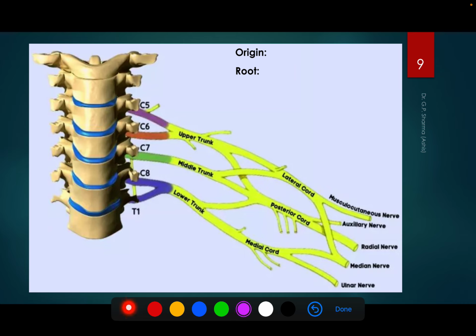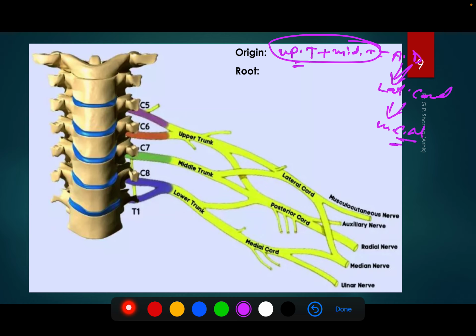So what's the origin? Origin from the upper trunk plus we have here what? The upper trunk anterior division and the middle trunk anterior division. So we can say upper trunk plus middle trunk anterior divisions, they are forming my what? Lateral cord, and the lateral cord is giving me the musculocutaneous nerve, right? So this musculocutaneous nerve is going this way and this way, so it contains C7, C5, C6. So what's the root value? Root value is C5, C6 and C7.